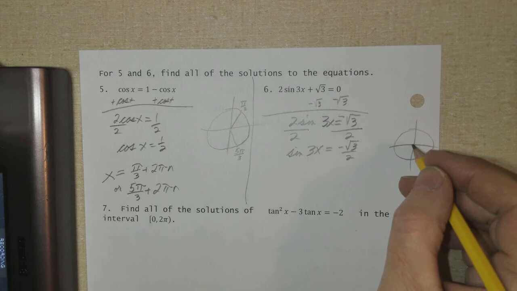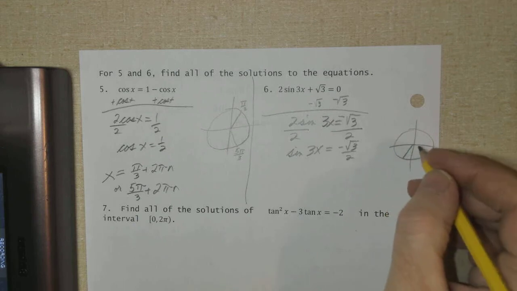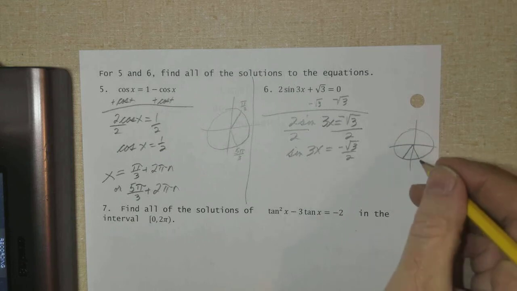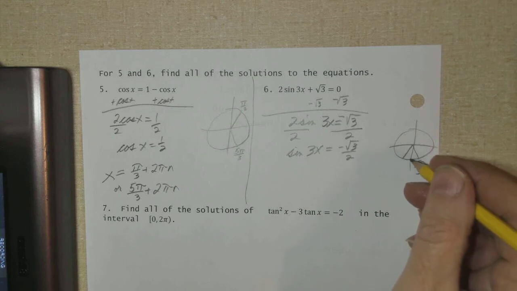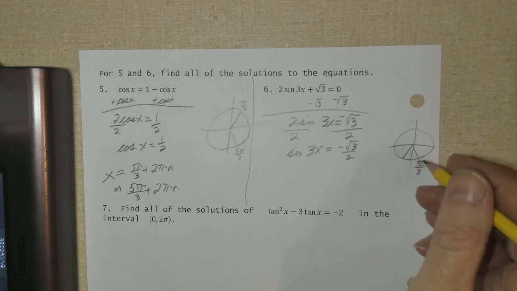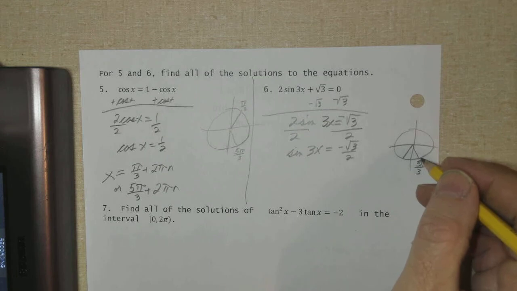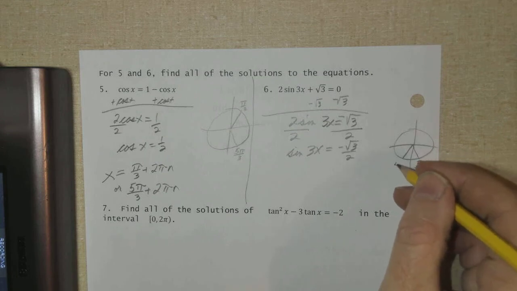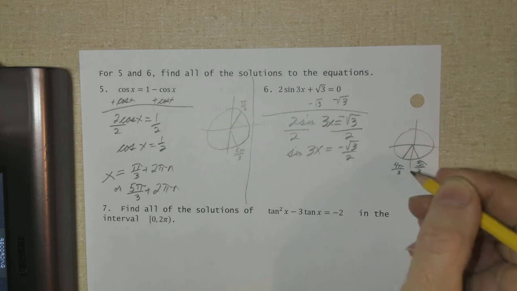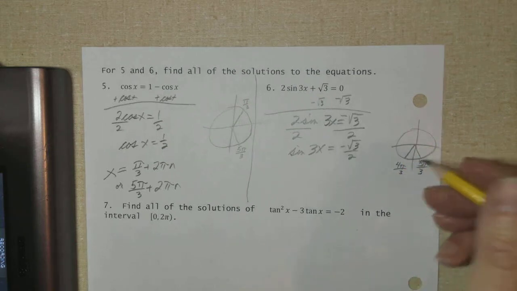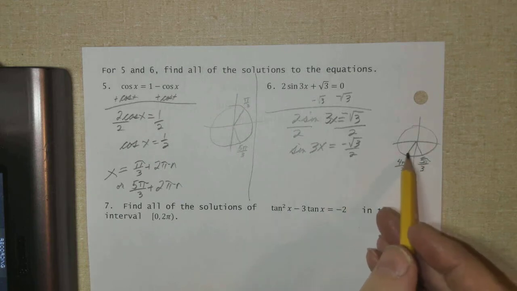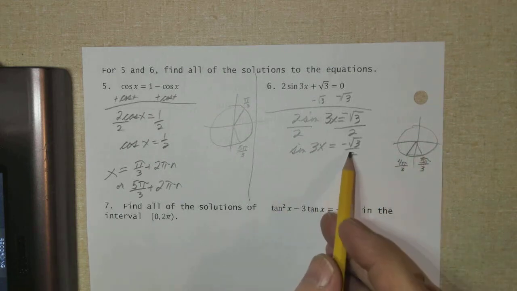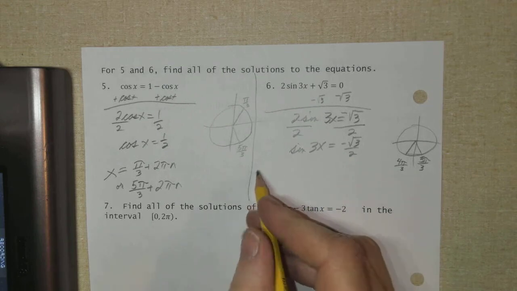Alright, where's sine negative? That would be here and over here. So I think 5 pi over 3 is one of them, and this is 4 pi over 3, I believe. Yeah. Those look like the two places where the sine is at negative radical 3 over 2.